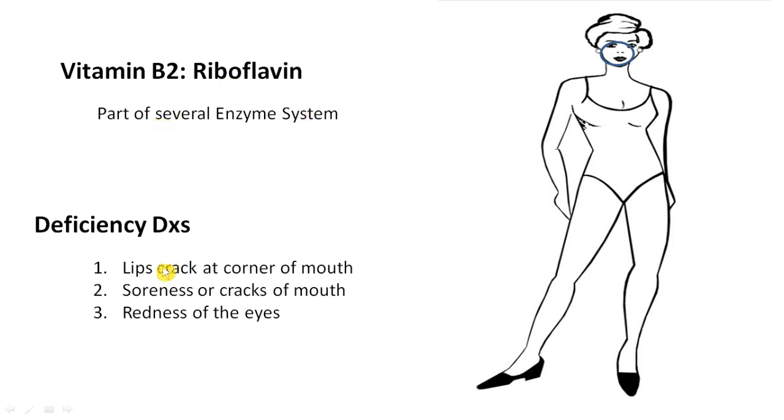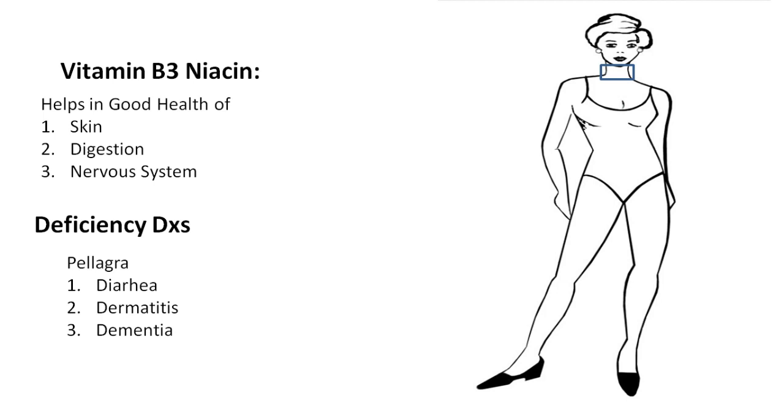Now once these several different enzyme systems are defective, what will happen is that you will get lips cracked at the corner of the mouth, you will get soreness or cracks of the mouth, and you will get redness of the eyes, again related to this area. So that's your riboflavin, vitamin B2. Next thing is vitamin B3, which is niacin.